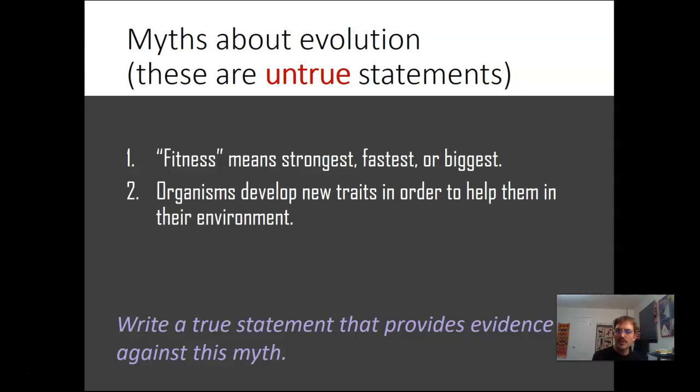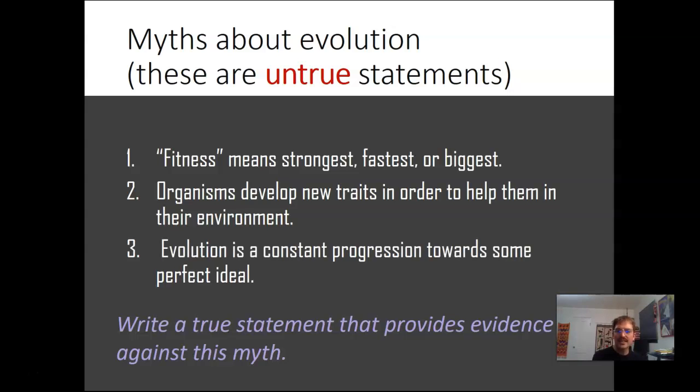Number 2, organisms develop new traits in order to help them in their environment. Well, that's not exactly true either. Genes mutate randomly. The ones that get passed on are going to be the helpful ones. So the organisms have the traits first. They are not developed in response to the environment. It's kind of just a random crapshoot.